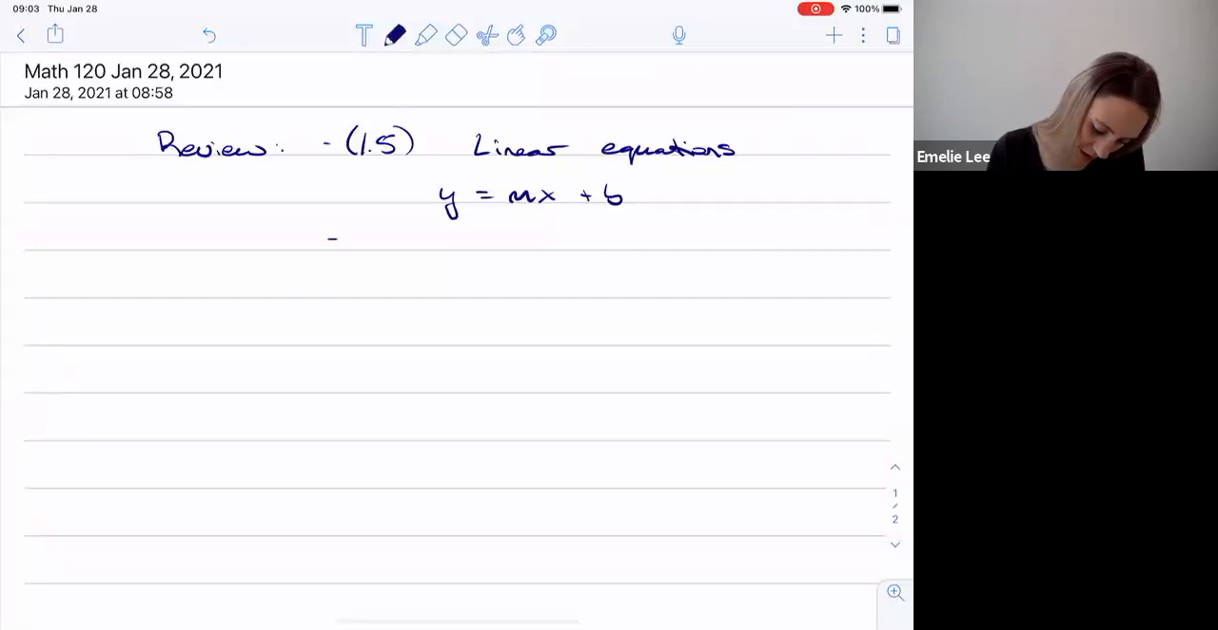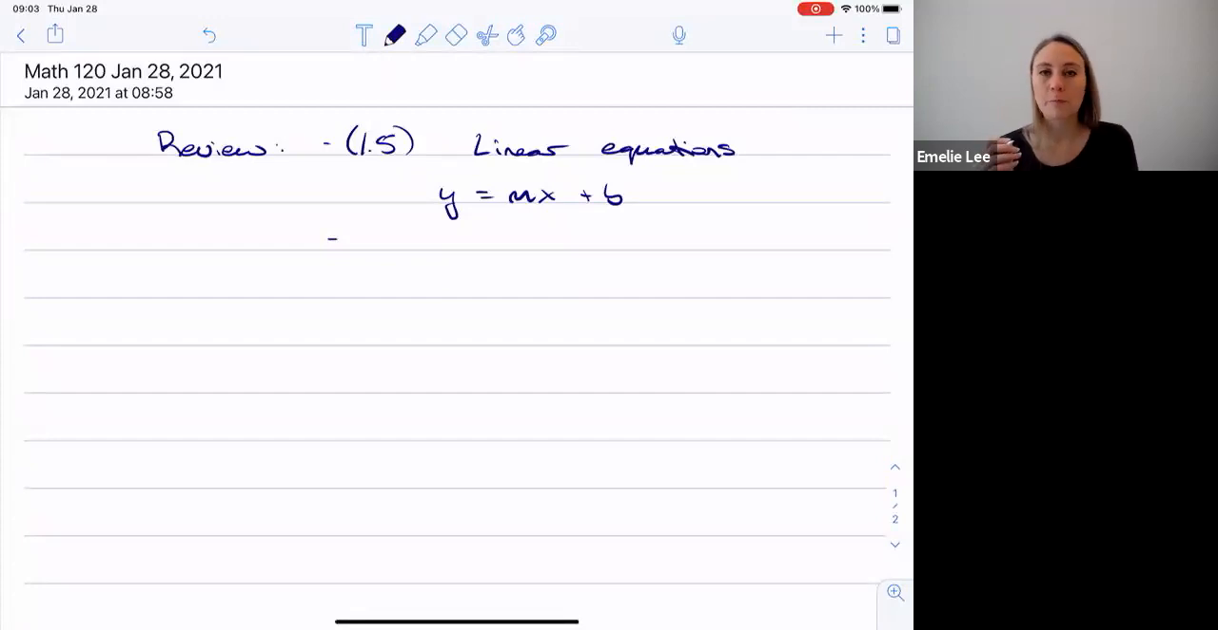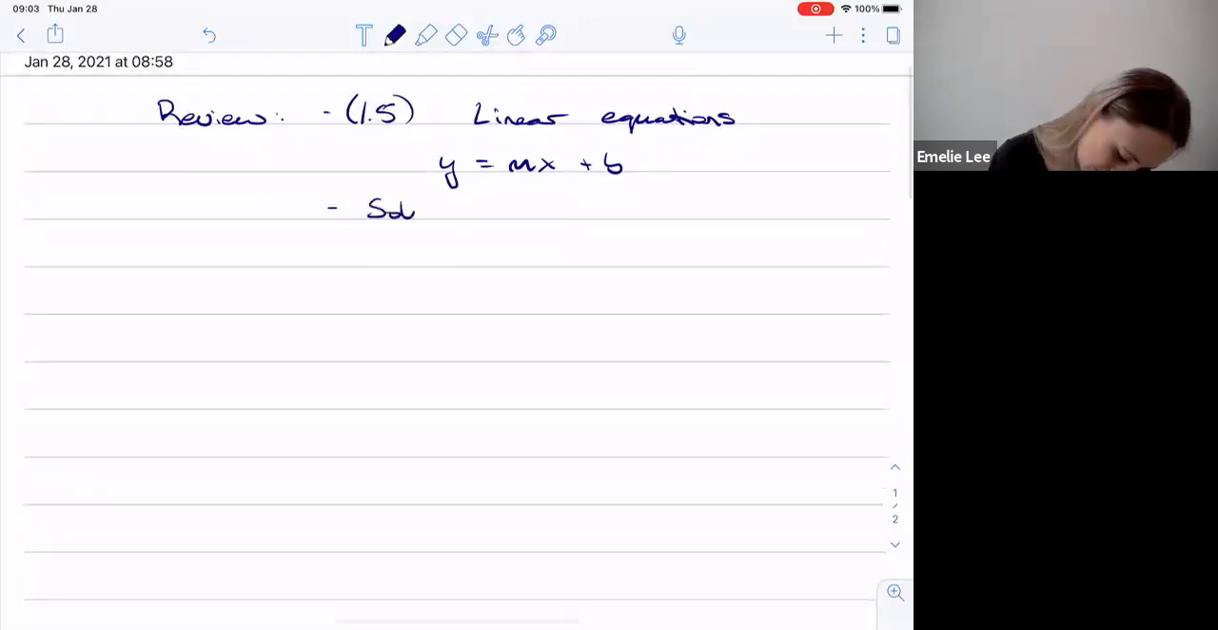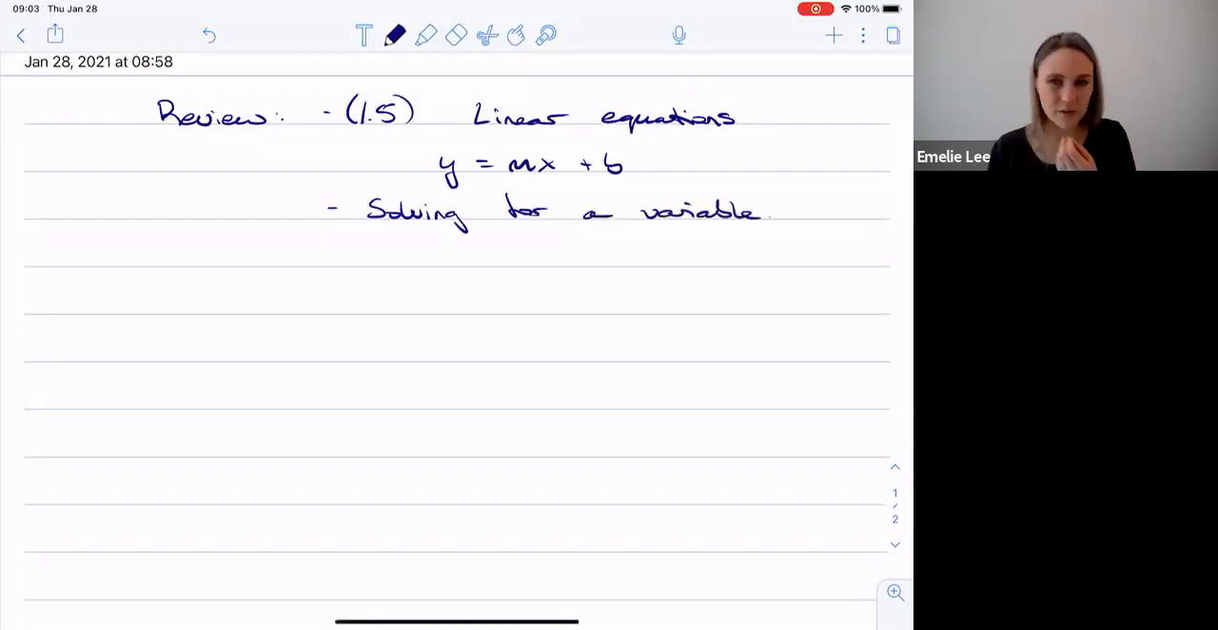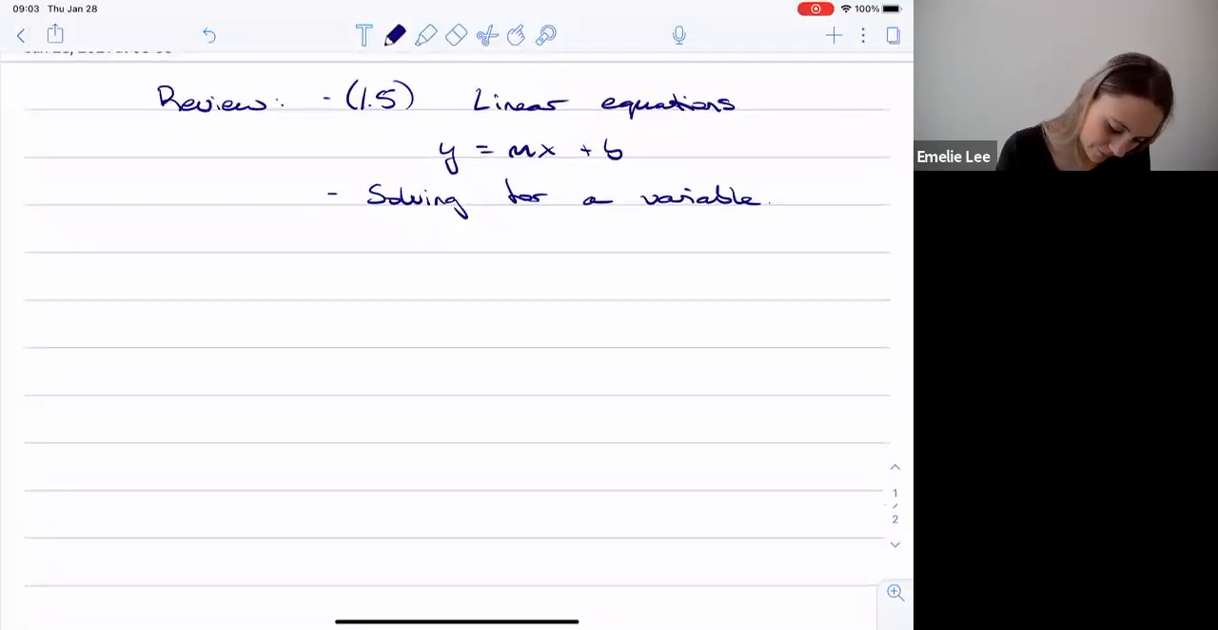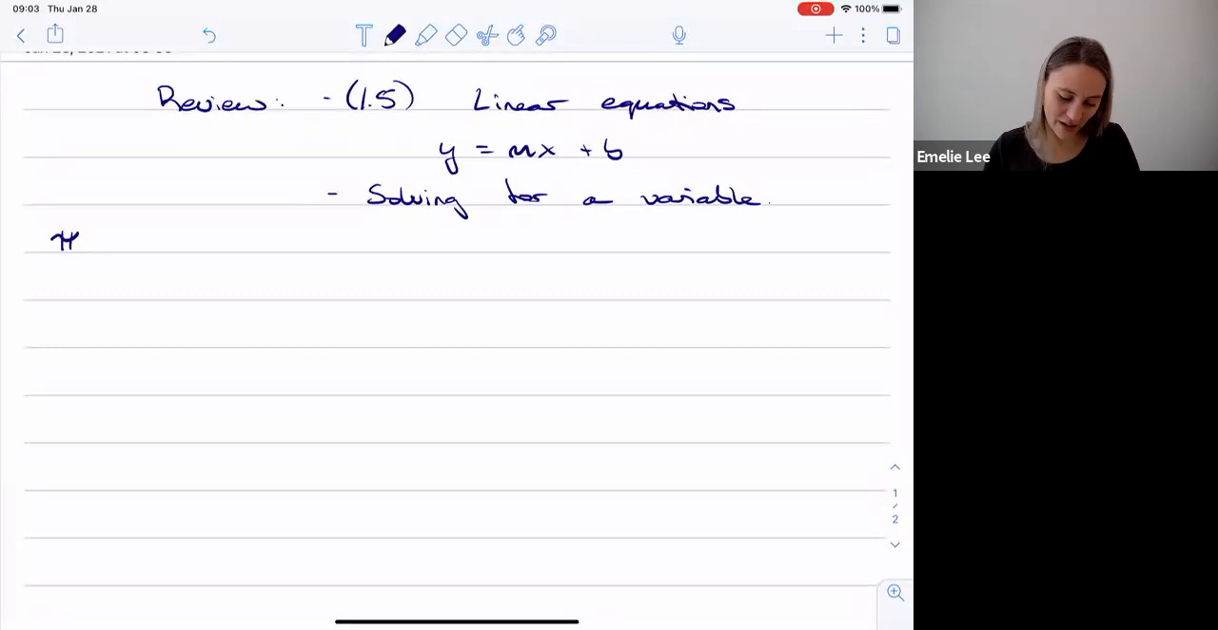And then we also talked about solving linear equations, but also solving for a variable. So different kinds of techniques to solve for a given variable. And we did a couple of examples, and that's kind of where our review ends. It was just on Tuesday, so we don't need that much of a review.